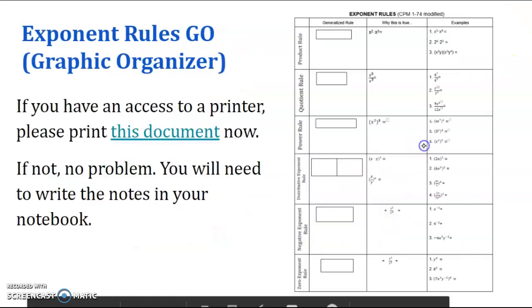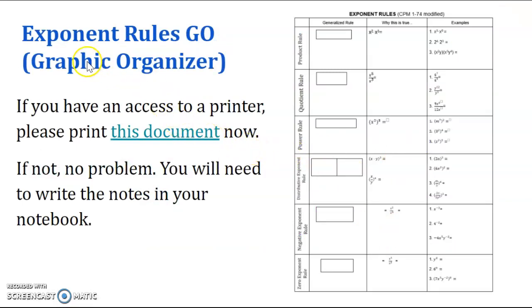Alright, so we are going to fill out this graphic organizer that summarizes many of the things that we've learned, as well as learn some shortcuts. If you have access to a printer, please print this document out. If not, that's not a problem. You just need to write your notes in your notebook.